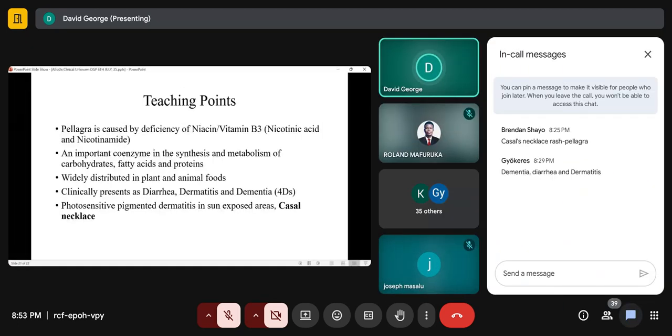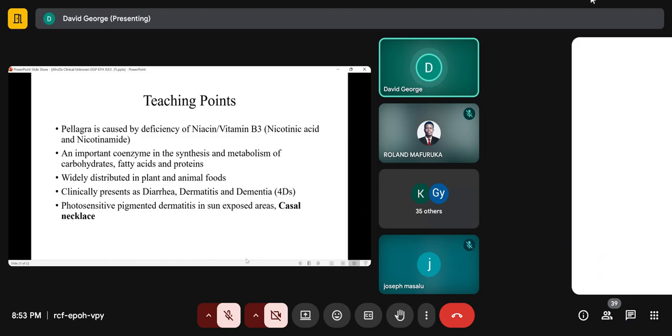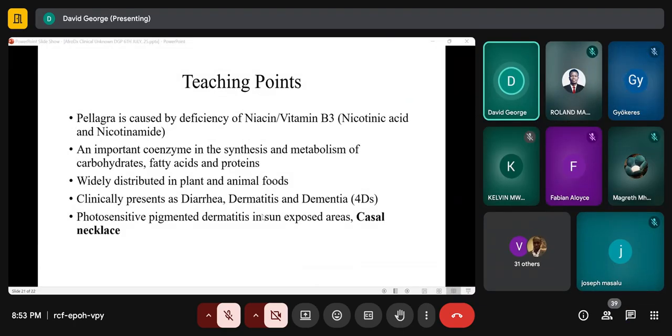And niacin is widely distributed in plant and animal foods. But the catch with plant foods is that the form we need sometimes, because of the same issues that we talked about in other micronutrients, you find that it is bound to hemicellulose and other complex structures, which reduce the bioavailability of the vitamin. But plant and animal foods are a good source.